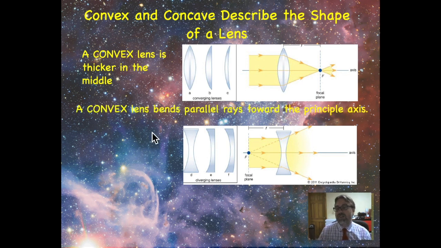So a convex lens takes rays parallel to the principal axis, that is the center line of the lens. Rays that are parallel to that center line will bend inwards towards the principal axis and converge.